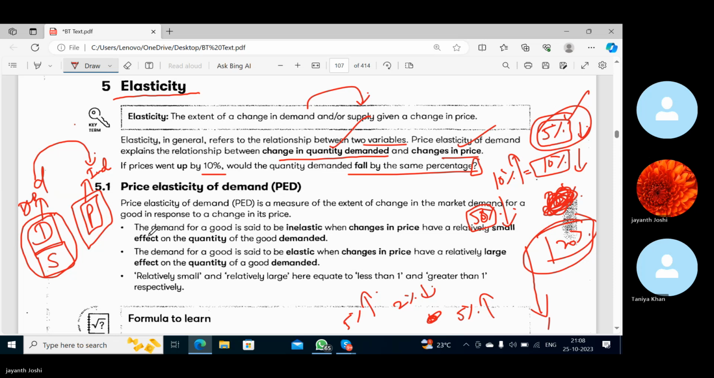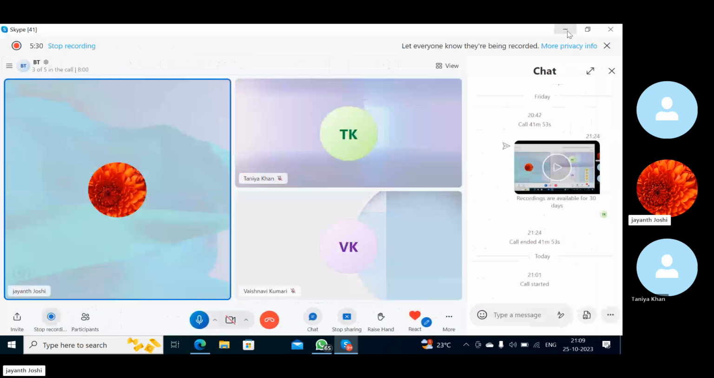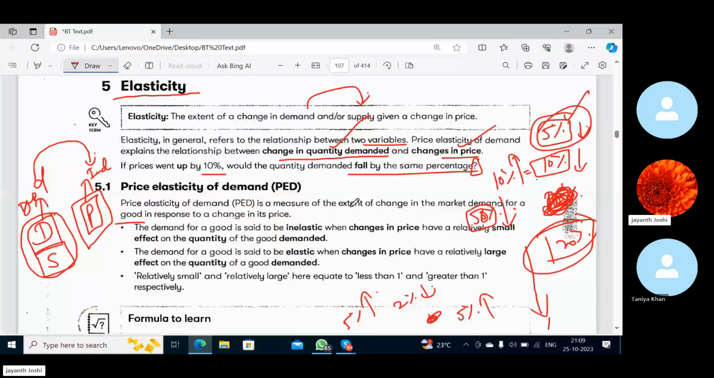So price elasticity of demand is a measure of the extent of change in market demand for a good. A good is nothing but what you are buying. So price elasticity of demand is a measure of the extent of change. That means if demand is changing by some percentage, to what extent?